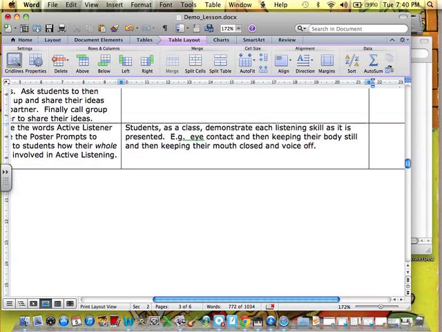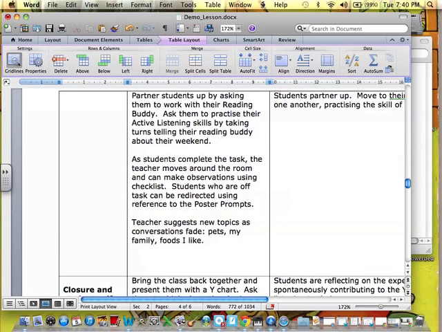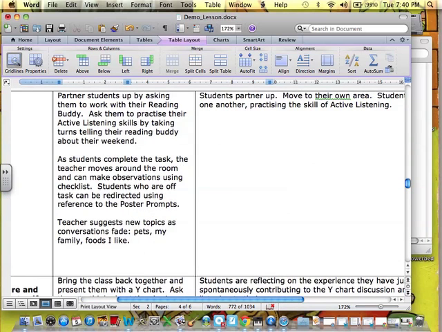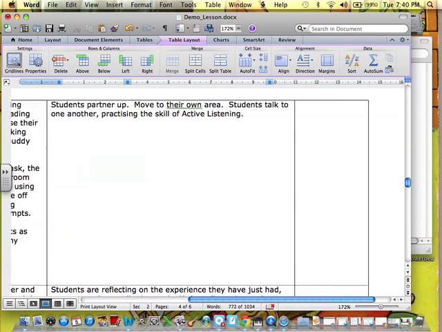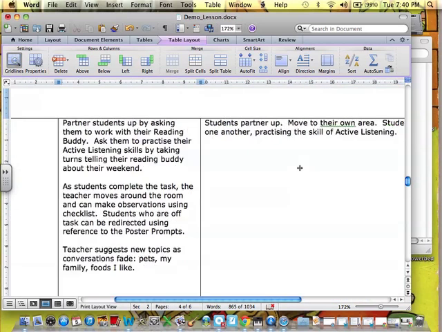Show me good eye contact, show me how still you can keep your body, and so on. So next I'm going to partner the students up, and this is their independent practice. They're going to partner up and they're going to practice active listening by telling their reading buddy about their weekend. Again, their reading buddy is something I'll note over here in my resources, because my reading buddies are mixed ability pairs. I actually put my more able students with my least able students. So I'd note that over there because it's a management and organisation issue.